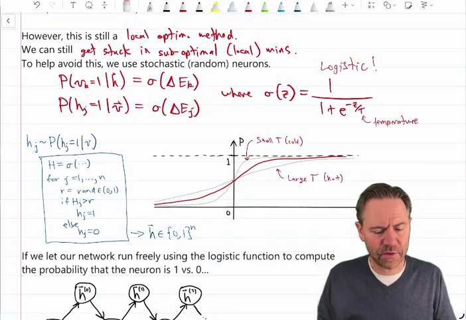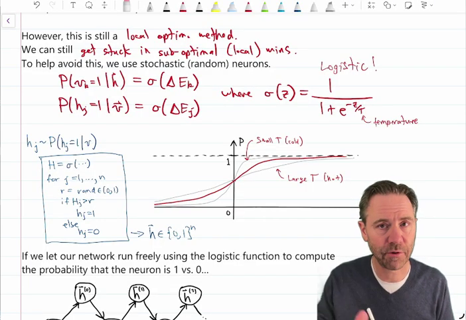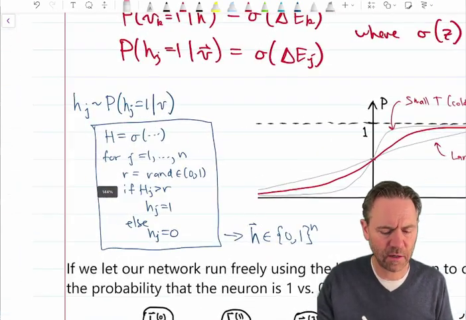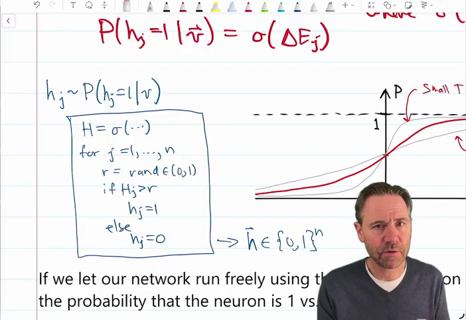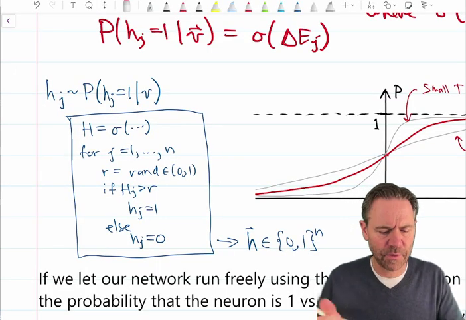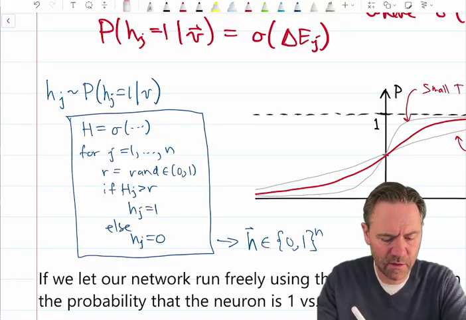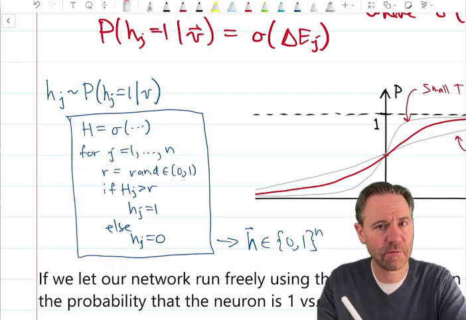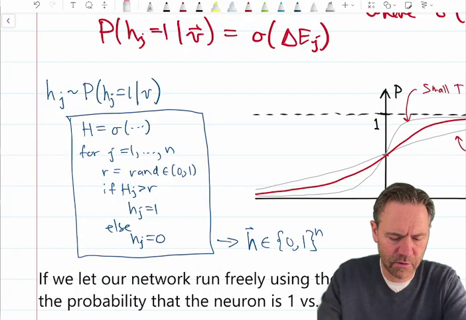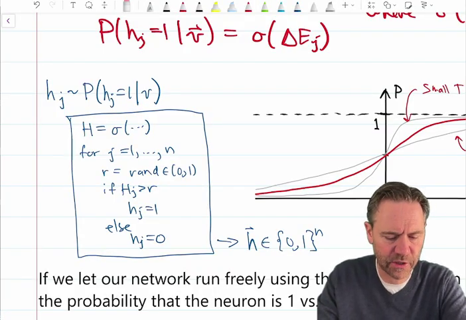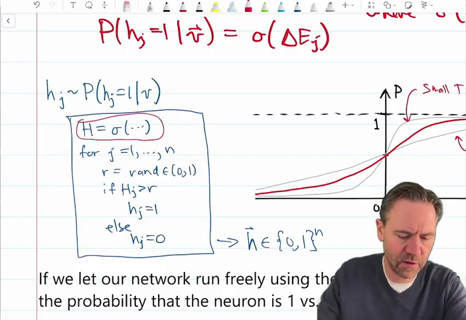Given that we have this Bernoulli process, each neuron is on or off according to a probability established by its input current. You can then do this Bernoulli process in the computer. If you want to figure out the probability that neuron H sub j is on, you evaluate its input and run it through the logistic function, which gives you a number. I'll call that number capital H. Capital H is that logistic.